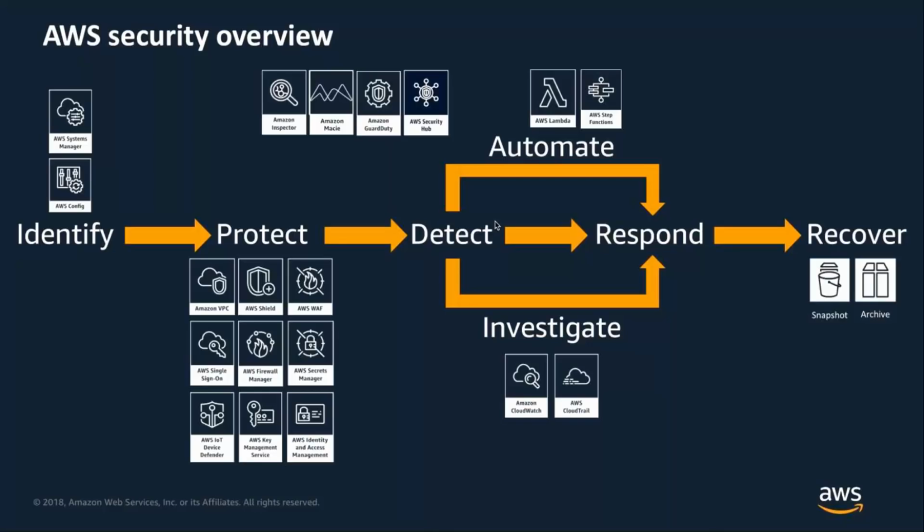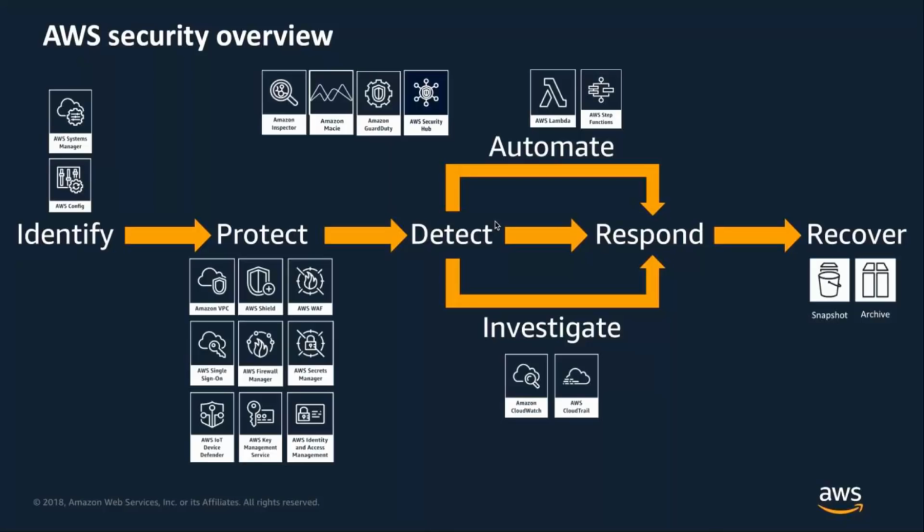Next, this is an area where we've actually added to the NIST cybersecurity framework. We have 2 different paths through which you can get from detect to respond. Most customers want to try to automate response as much as possible. And we have things like AWS Lambda and Step Functions to help with that. Some alerts or findings do require some human investigation. And today we have services like CloudWatch and CloudTrail that help you sift through the underlying activity to understand if those things you have detected are indeed true positives.